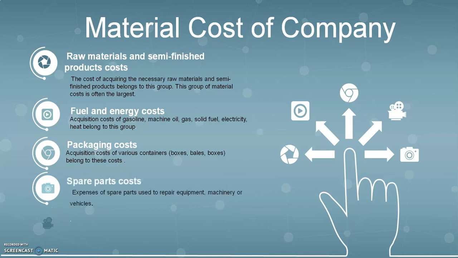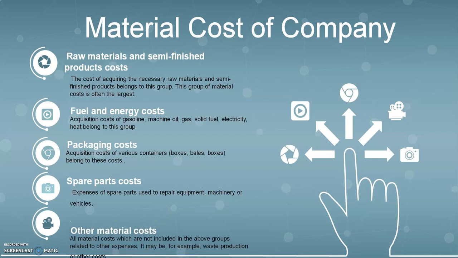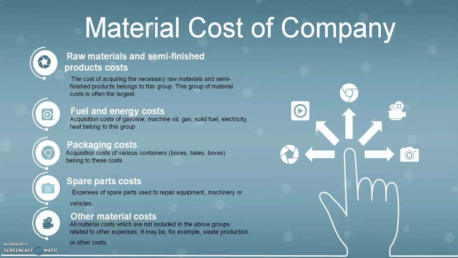Spare parts cost, expenses of spare parts used to repair equipment, machinery, or vehicles. Other material cost, all material costs which are not included in the above groups related to other expenses. It may be, for example, waste production or other cost.